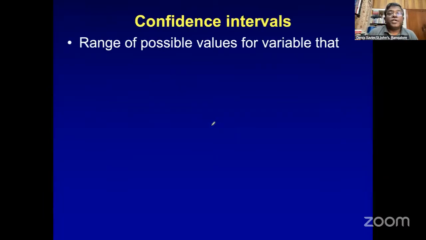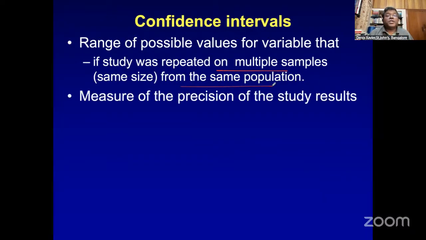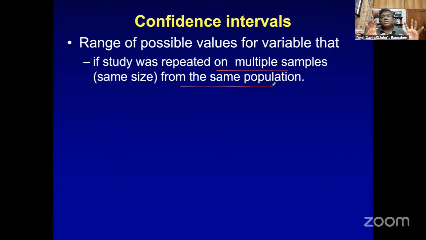Next is confidence interval. Confidence interval is the range of possible values for a variable that, if the study was repeated on multiple samples from the same population, you'd get. Now, this is the textbook definition.